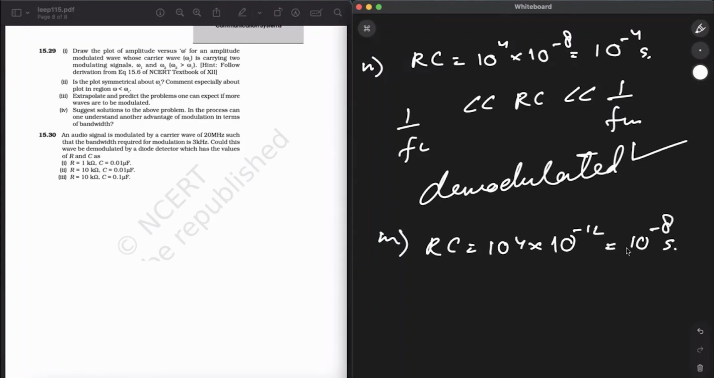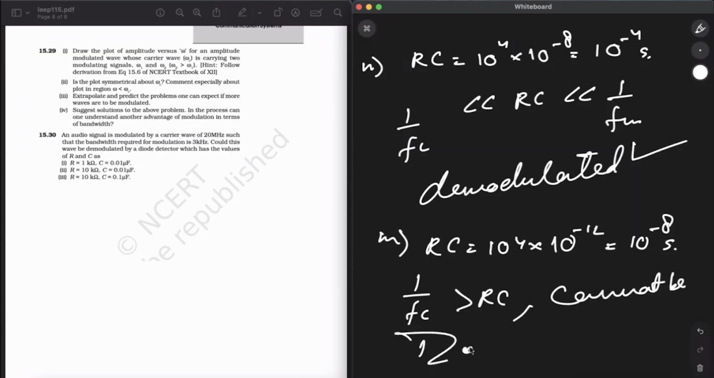So minus 8 seconds. Now here 1 upon FC is greater than RC. So it cannot be demodulated.